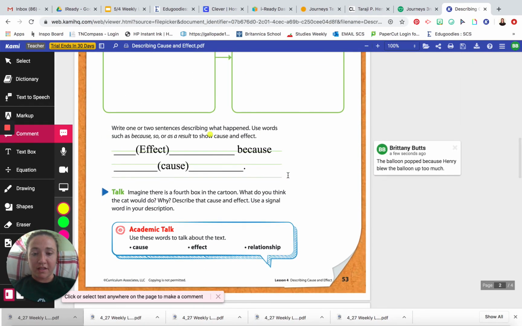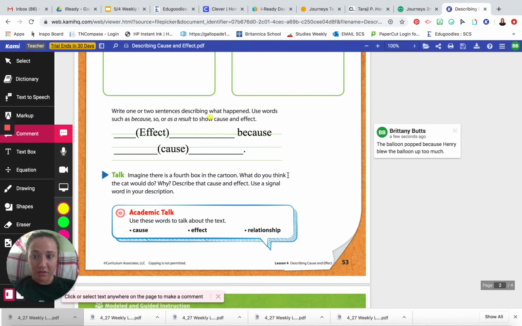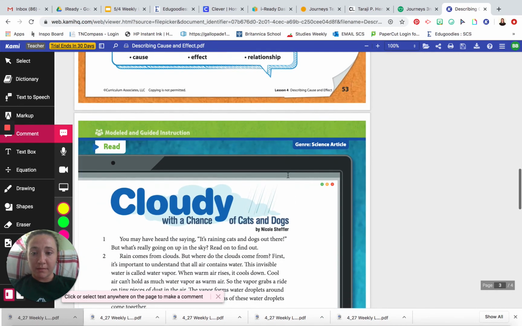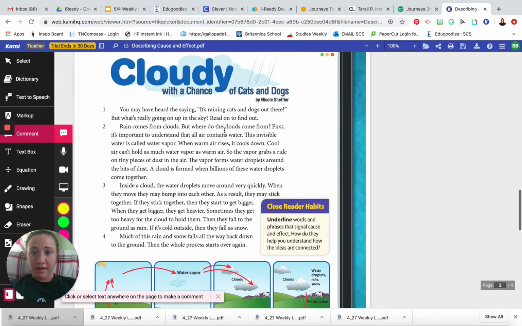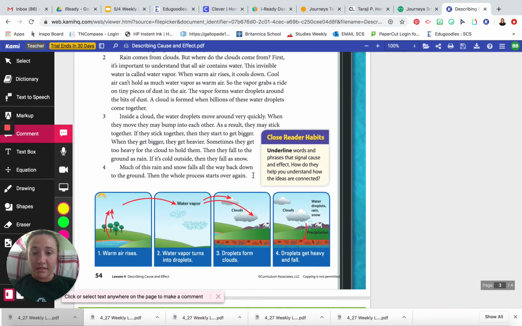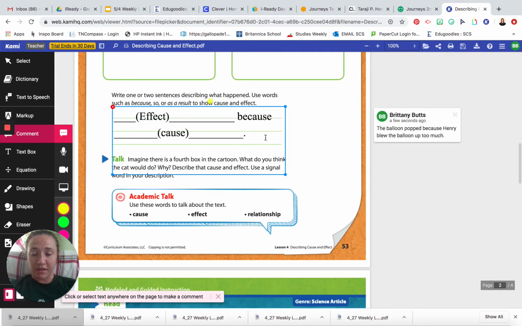Alright, before we end our lesson for today, I did want to show you our extra credit assignment you will be using in order to gain 3 to 5 points on your quarter 3 grade. Your assignment looks like this. The title of the passage you'll be using is Cloudy with a Chance of Cats and Dogs. This passage is about how clouds form and rain happens. As you read, you are going to be thinking about cause and effect relationships, just like we did up here.